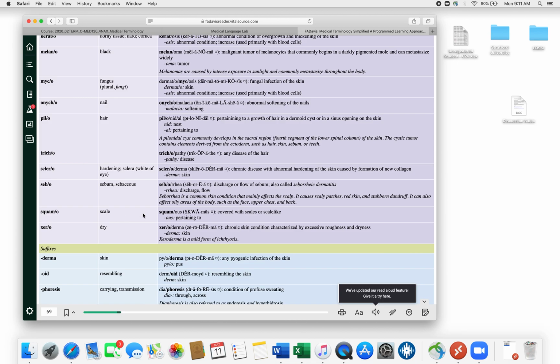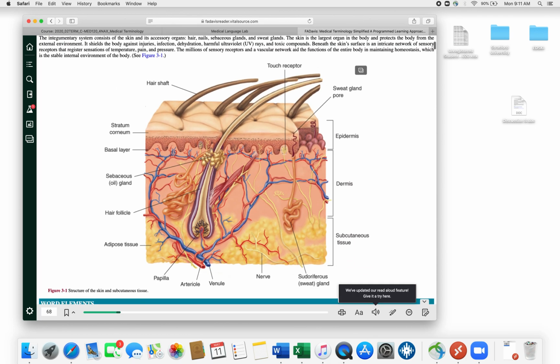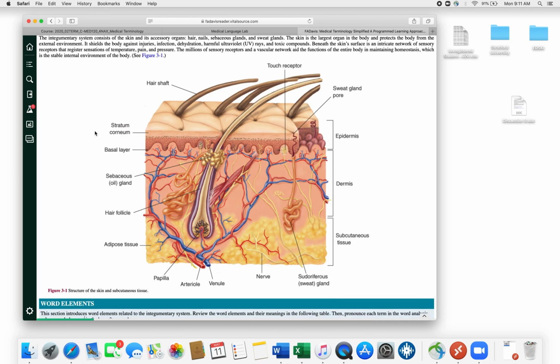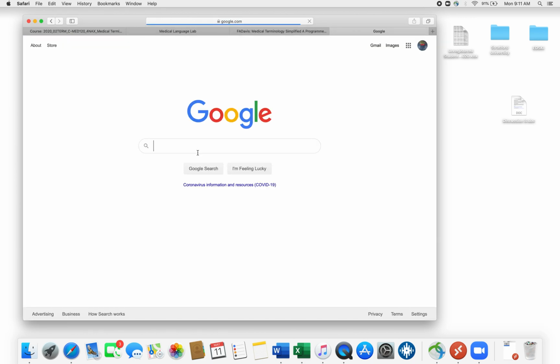Squamous, ous, pertaining to scales. Let's look up the top real quick. Oh, they don't really show it here. Your squamous cells are on the top, and squamous cells are flat. They're like little scales, little shields. Let's show you squamous cells.